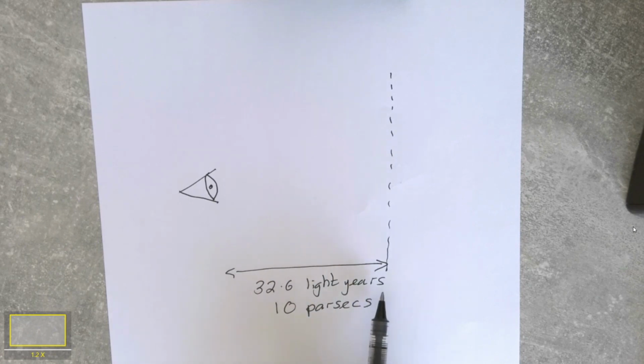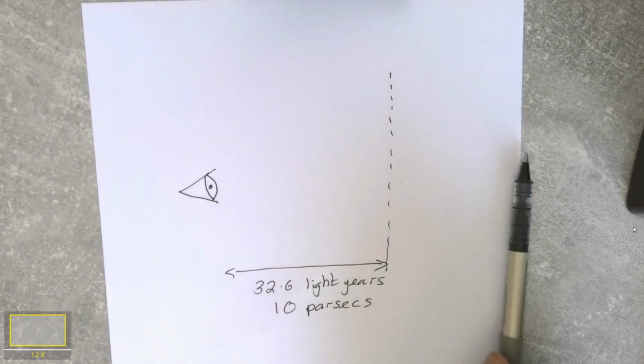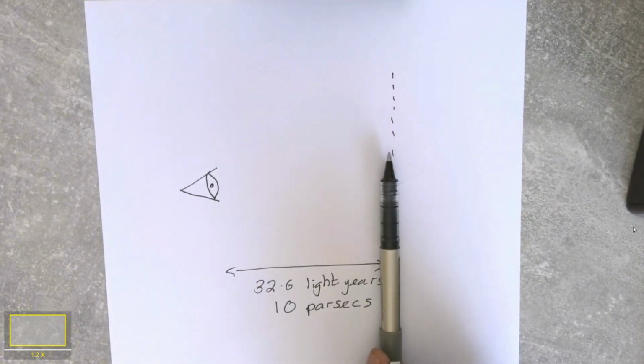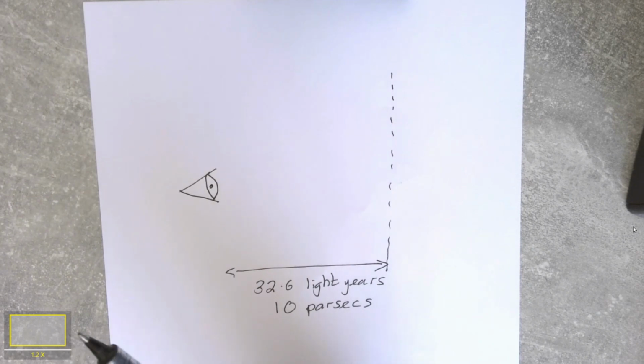32.6 light years. A light year is the distance that light travels in 1 year, and it's equivalent to 10 parsecs, which is another unit that we use in astronomy. But if we bring all of the stars to this point here and measure their brightness, then that gives us a stronger indication of whether they're big stars or whether they're small stars.